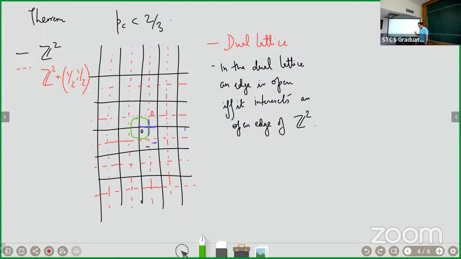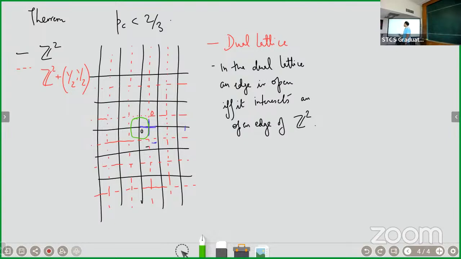Is that clear? If there exists such an orange box, the orange box by definition is defined with respect to the dual lattice. It means all these edges are closed. And if such a thing exists, what does it mean for the black graph? That there is no way out of this box starting from the origin. So necessarily the connected component of O is smaller than the number of nodes contained in this box.